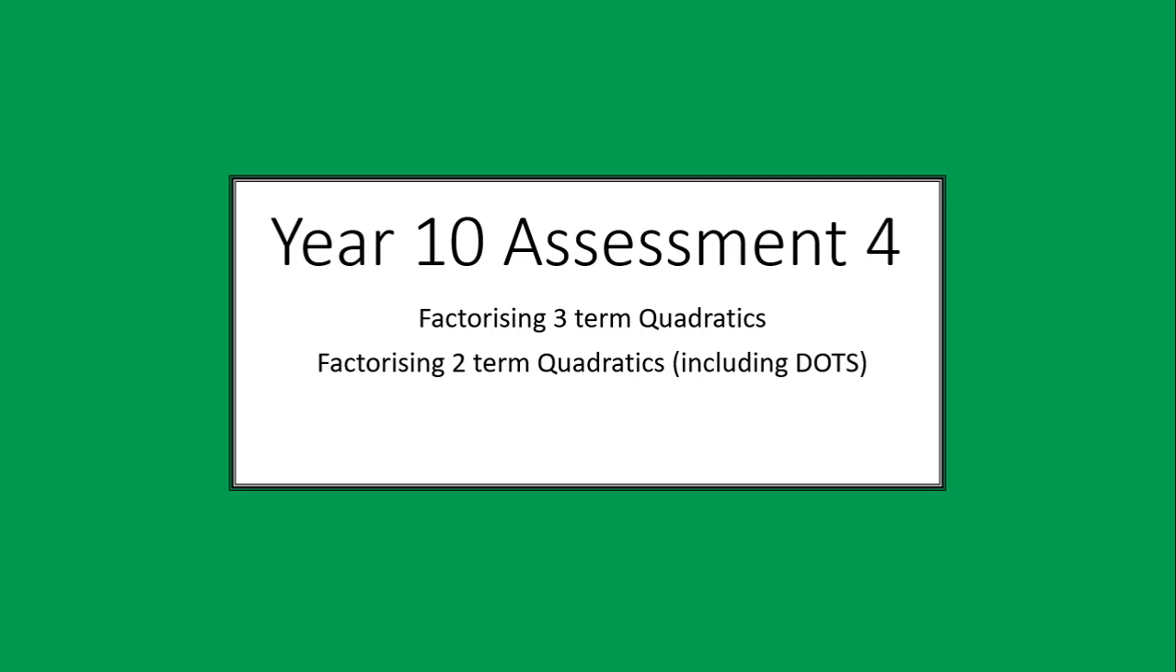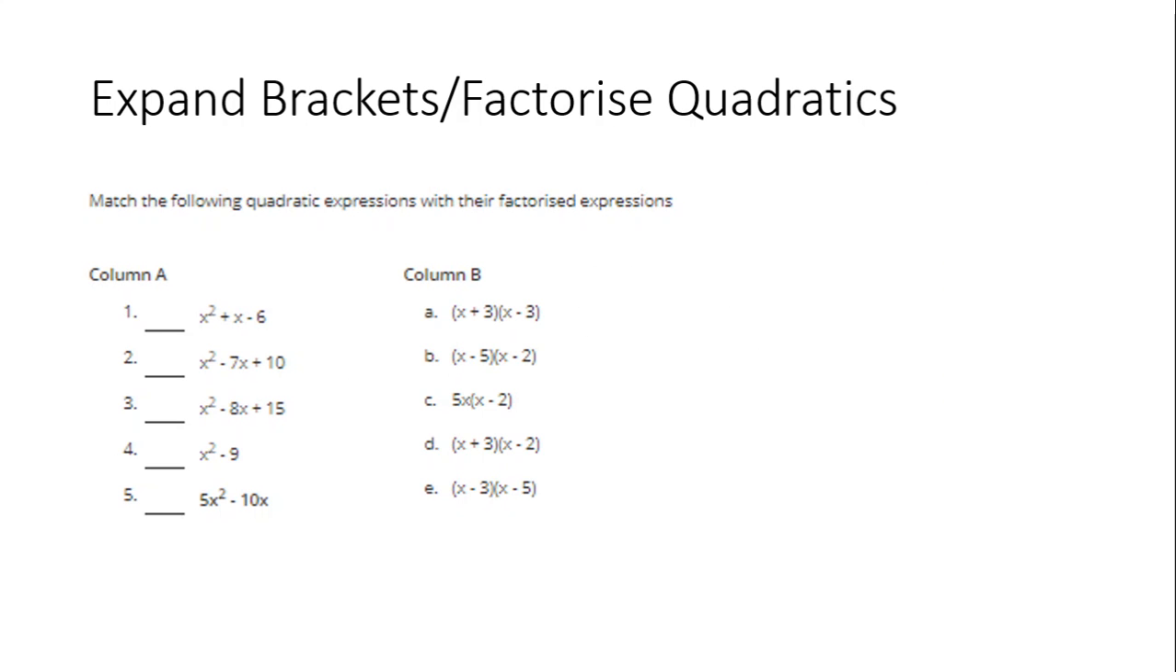Hey Year 10s, let's take up assessment 4 based on factorizing 3-term quadratics and factorizing 2-term quadratics, including DOTS. This first question could have been done in two different ways. You could have either factorized the quadratics in column A and matched them with the brackets in column B, or you could have expanded the brackets in column B and matched them with the quadratics in column A.